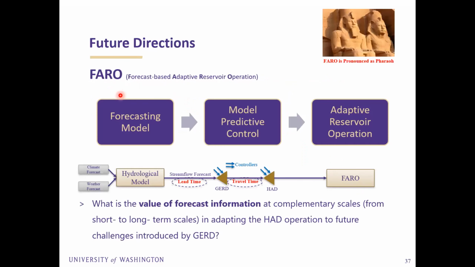Just quickly about the last couple of slides, the future direction. Recently we also developed an approach for adapting reservoir operation, called FARO. FARO basically uses forecast information. To simplify, if we know the stream flow for next month or maybe the next 3 months, can we operate the reservoir in a better way or not? This is the main question that I'm asking in this work.